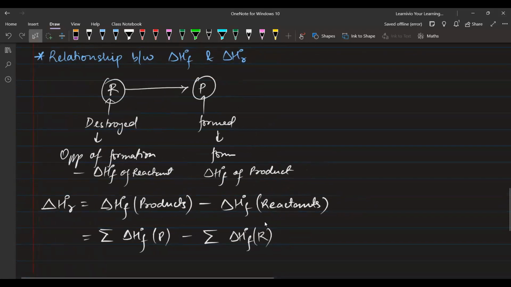Copy this down, then we will do a question. This is enthalpy of any reaction, enthalpy of a particular reaction.